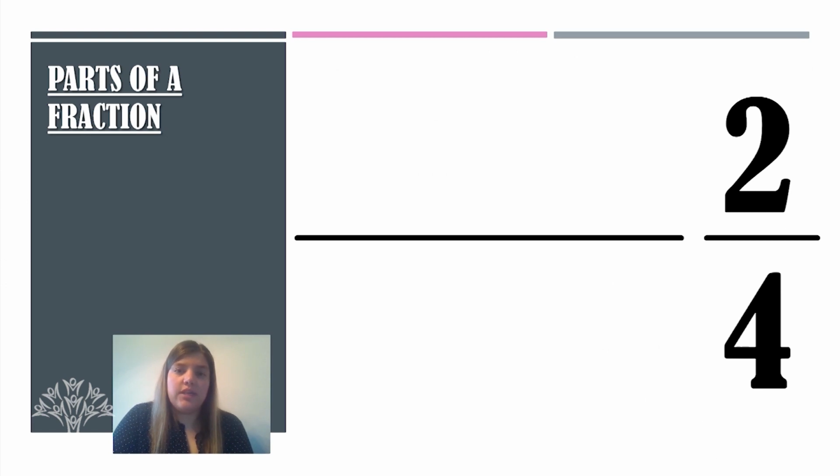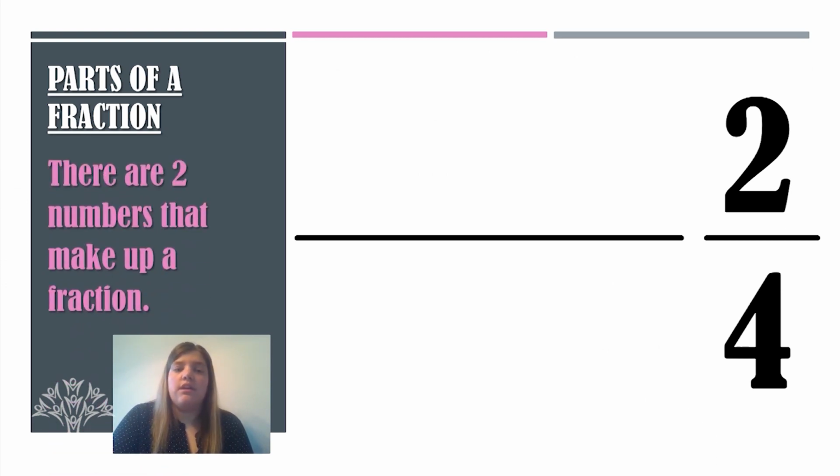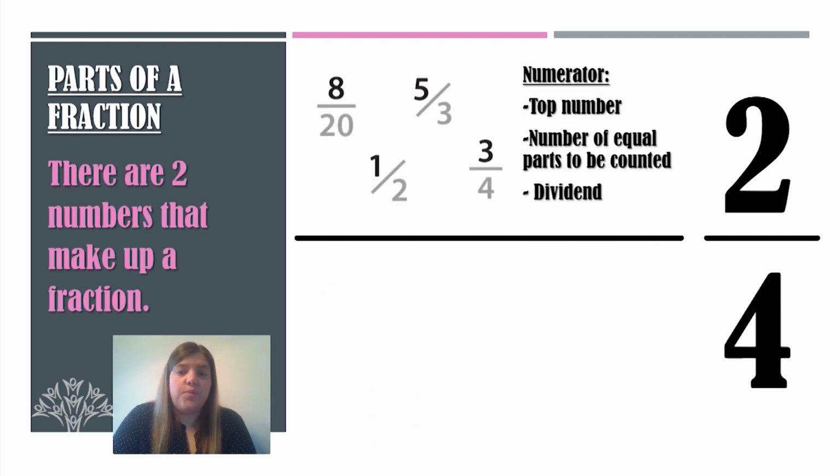Now it's important that we know that fractions are made up of different parts. So within a fraction, there are 2 parts. There are 2 numbers that make up a fraction, the top number and the bottom number. Let's begin with the top number first. The top number is the numerator. It is the number of parts that we are counting. It is the dividend. So that's looking at how many pieces you are going to get? How many pieces are colored? How many parts of the whole are we looking at?